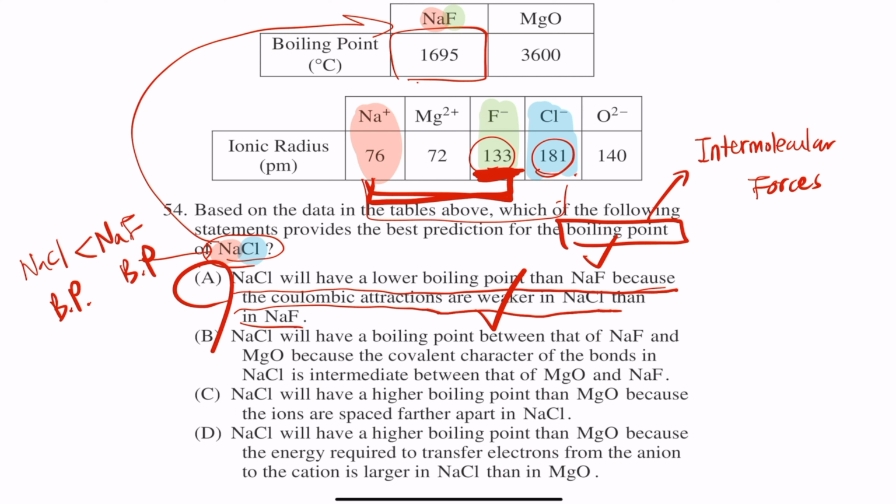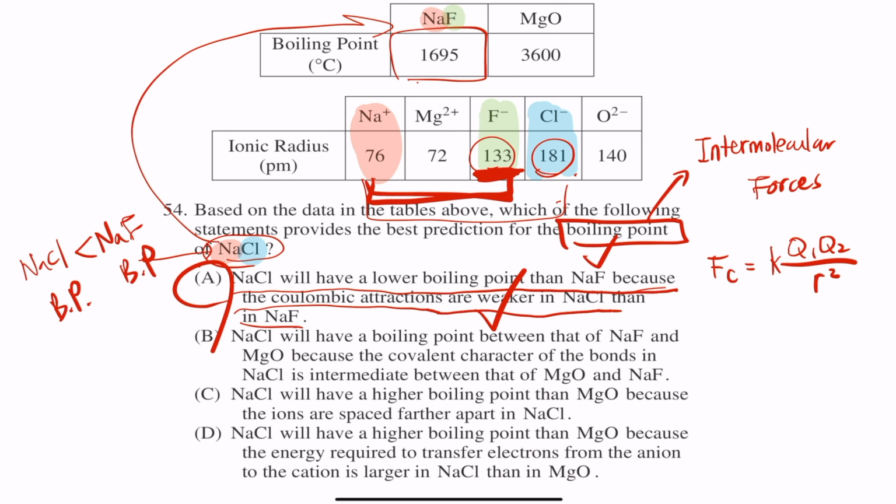Remember, if anybody needs any review, Coulomb's law basically states that force due to charge is equal to the constant K times Q1 times Q2. Those are the amount of charges for both of the particles, all over R squared, where R represents the distance between the two ions, right?